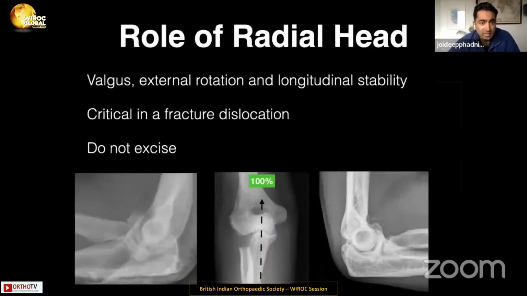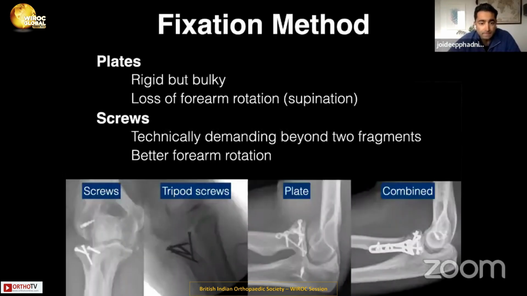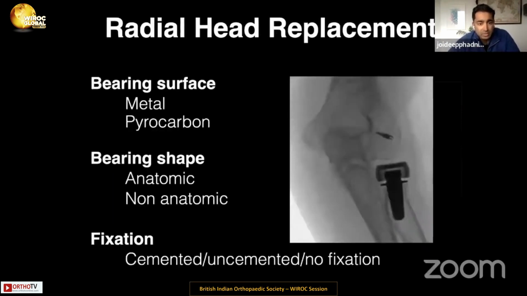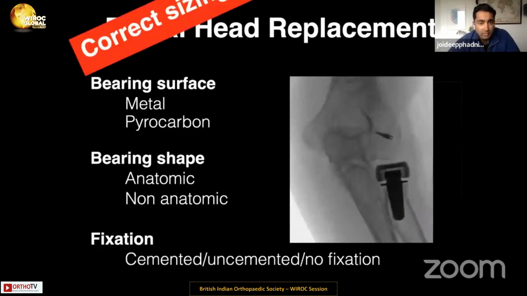Well, Anand's already discussed the role of the radial head, so I won't go through this too much. However, it's important not to excise the radial head in a fracture dislocation situation, because we know that this will alter the loading of the elbow and will result in earlier onset arthritis. And he's already discussed the ways of fixing the radial head. And he's also mentioned radial head replacement.